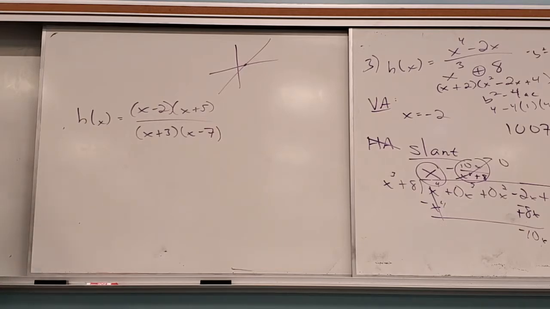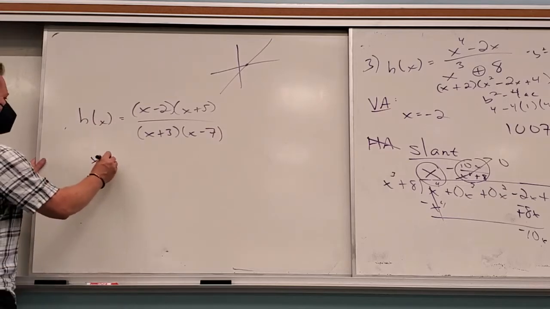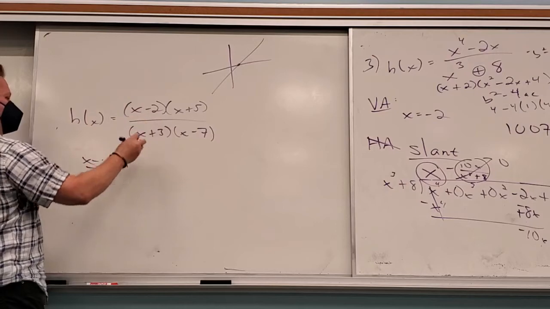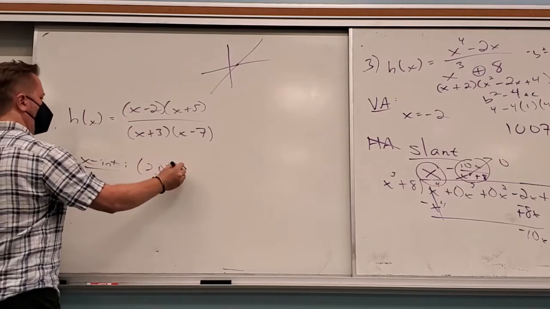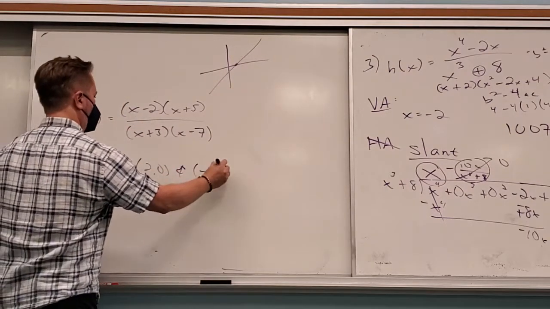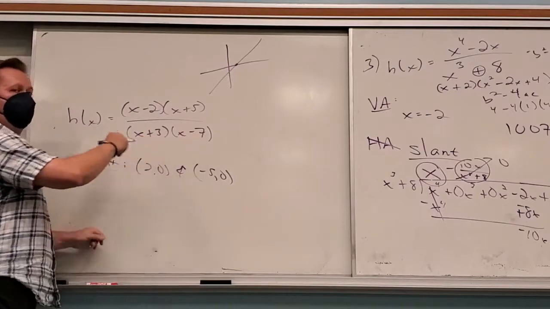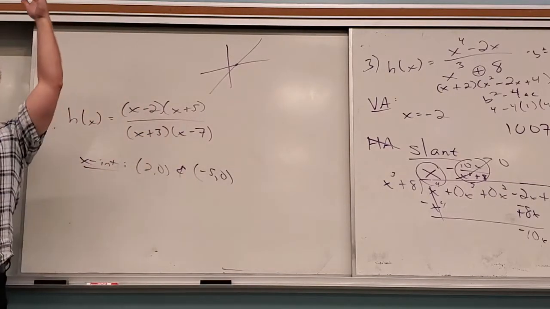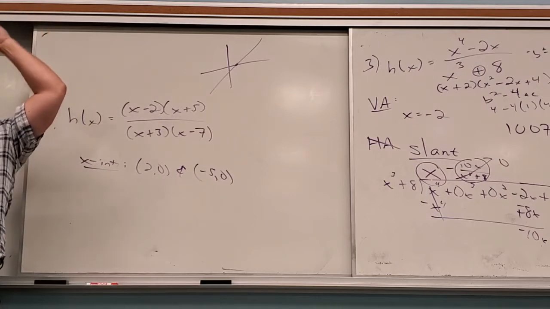What are the only 2 numbers that make the output 0? Therefore, the only 2 x-intercepts. What makes the top 0? 2 and -5. -3 and 7 make it undefined. What are -3 and 7? X equals -3, x equals 7 is the location of what?